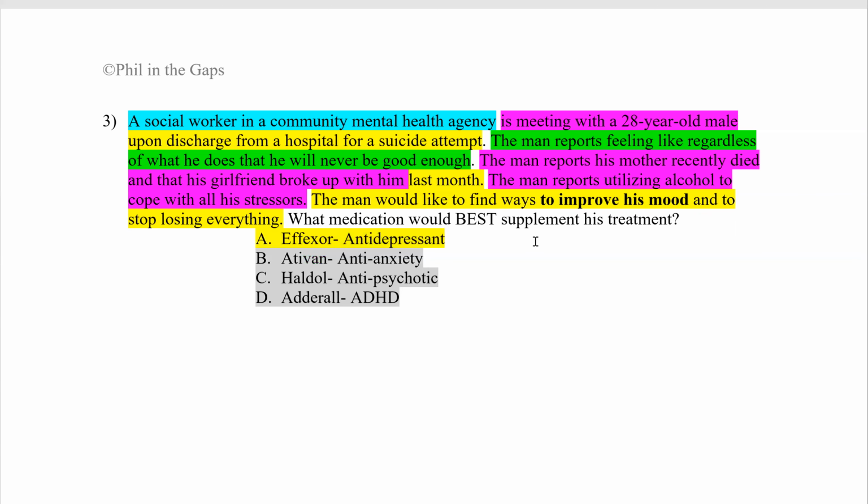Why? Because it positively affects the person's mood because they had a suicide attempt. They have low self-esteem. They've had some great losses in the past month. They're utilizing alcohol to cope with things, and they want to improve their mood. So we have to meet our client where they're at and give them an antidepressant. So the correct answer here is A. So that's how we look at that question in particular.